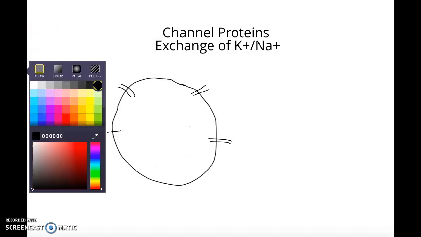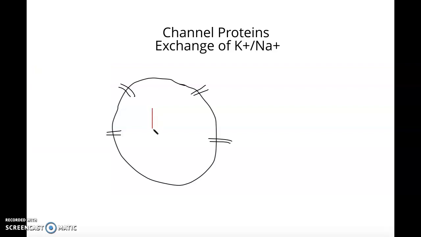We have two really important ions to think about. If we remember, the ion that's found in high concentration inside the cell is potassium, and we abbreviate that K+. And there's a tiny bit of sodium, and we abbreviate that Na+. On the outside of the cell, we have a lot of sodium, Na+, and we have a little bit of potassium, K+.